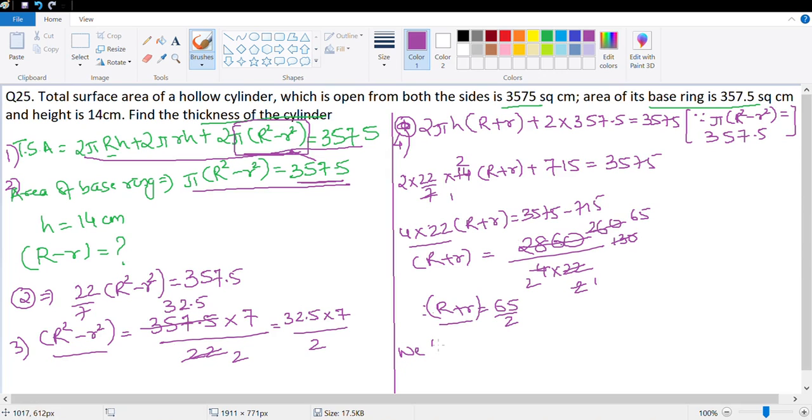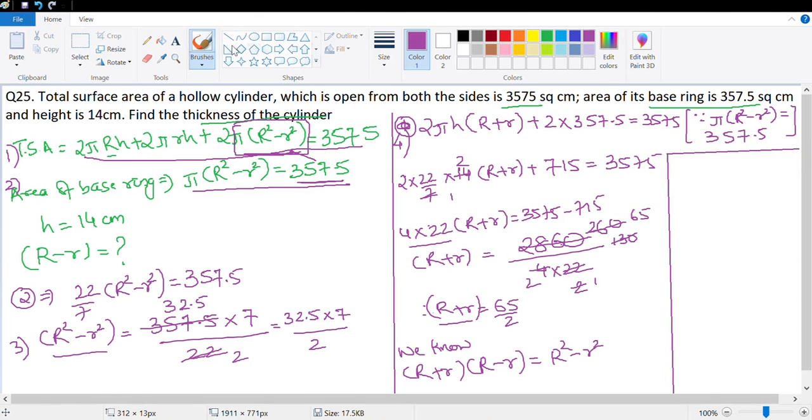We know R plus r multiplied with R minus r is equal to R square minus r square. This is basic algebra that we've done. Now let's substitute values and see what we get. R plus r, which is 65 upon 2, multiplied with R minus r is equal to R square minus r square, which is 32.5 into 7 upon 2.